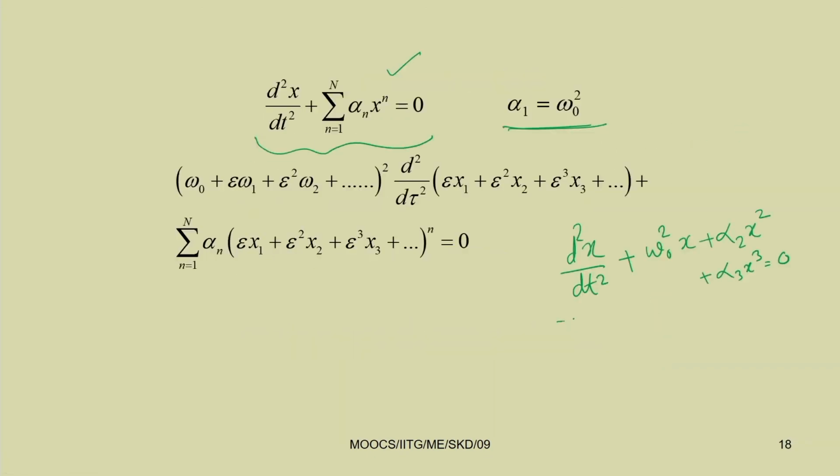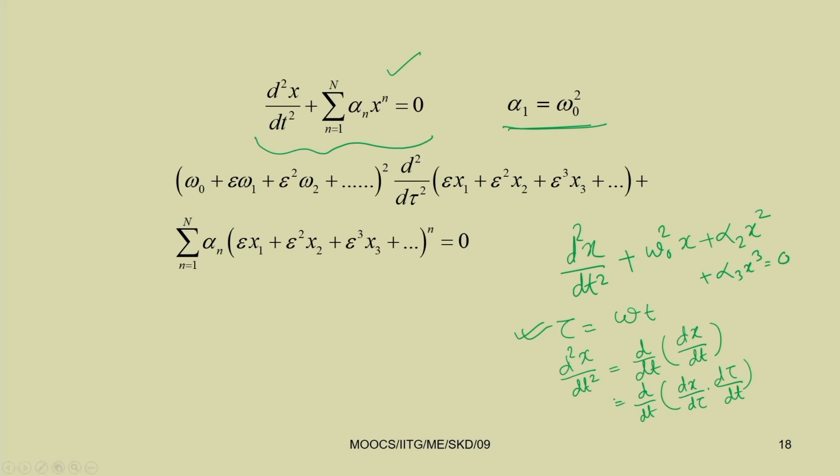So, we are substituting tau equal to omega t. Then this d square x by dt square can be written as d by dt of dx by dt. Again, this can be written as dx by d tau into d tau by dt. From this equation, d tau by dt equal to omega. Again this d by dt can be written as d by d tau into d tau by dt, so omega into omega, that will give you omega square. So, the first term will be equal to omega square d square x by d tau square.